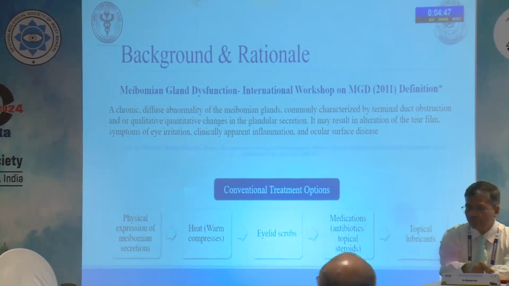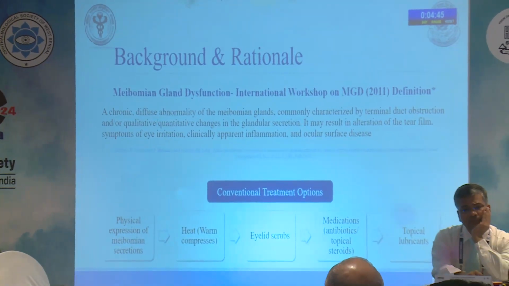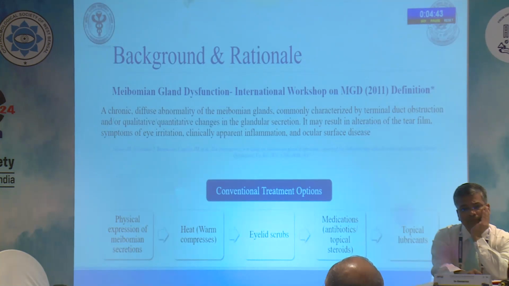Meibomian gland dysfunction, as we know, is a chronic diffuse abnormality of the meibomian gland characterized by duct obstruction, which results in altered tear film, symptoms of eye irritation, inflammation, and ocular surface disorder. The conventional treatment focuses on physical expression of meibomian secretions, heat, warm compresses, eyelid scrubs, topical antibiotics, topical steroids, and lubricants have been tried as well.